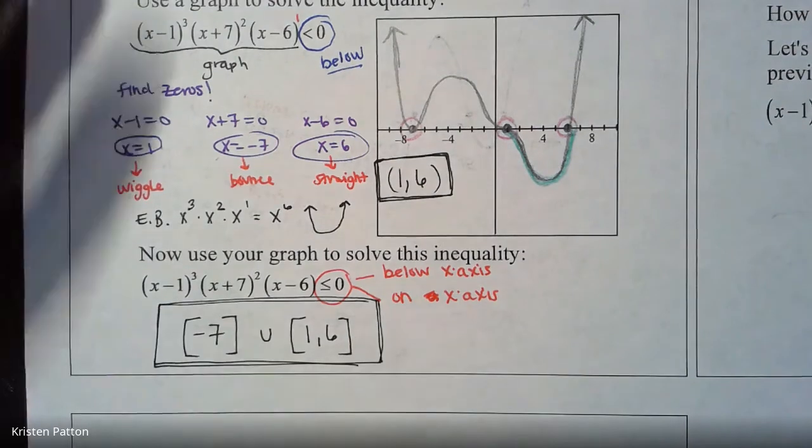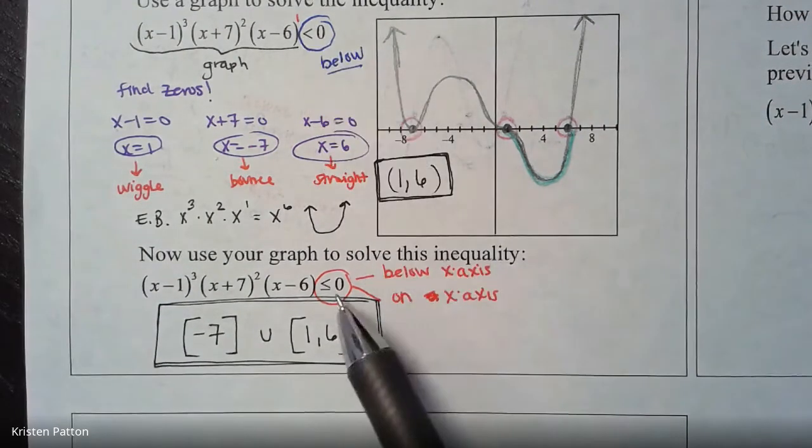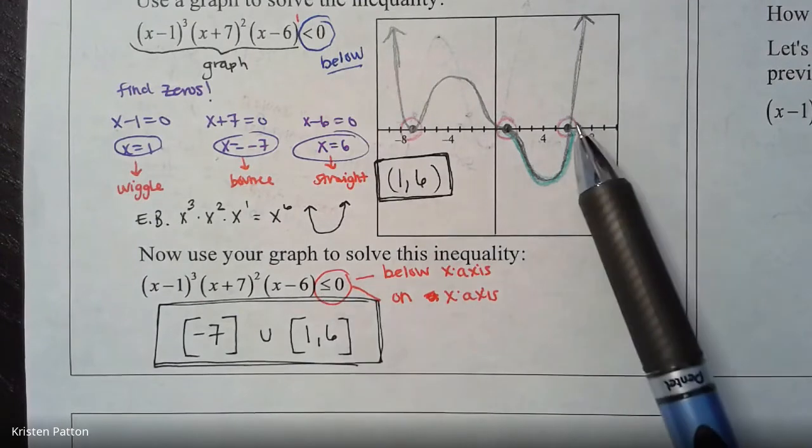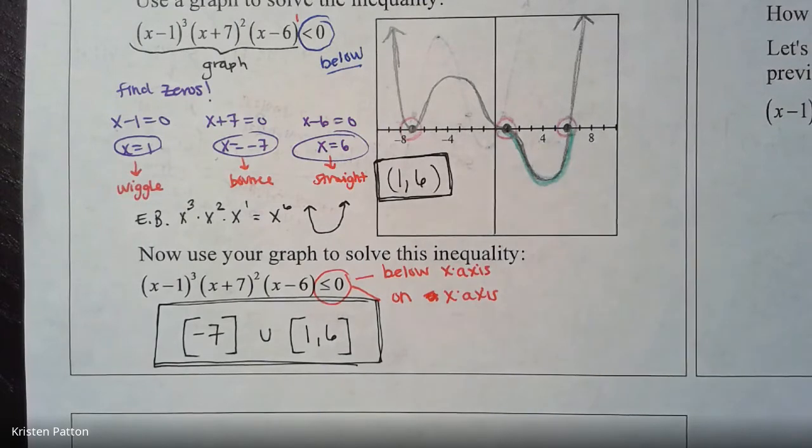So we need to start looking at, does it say less than, or does it say less than or equal to? Because if it says or equal to, that's when we also include those zeros. Start using some brackets. Awesome. How'd we do? Questions?